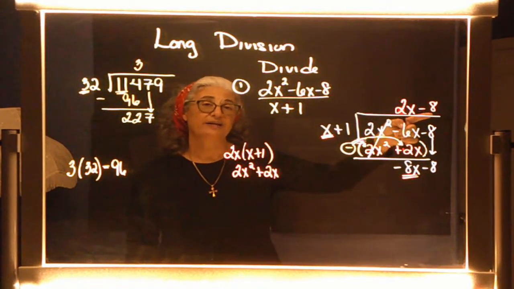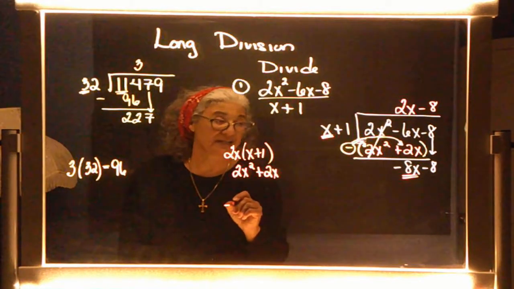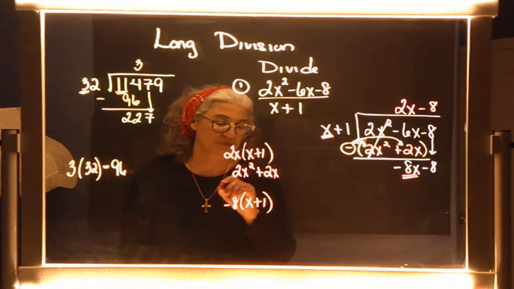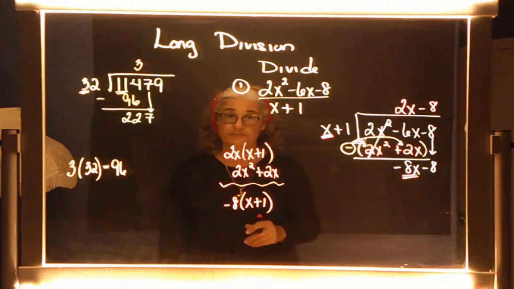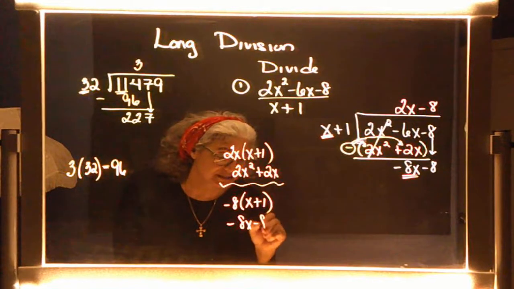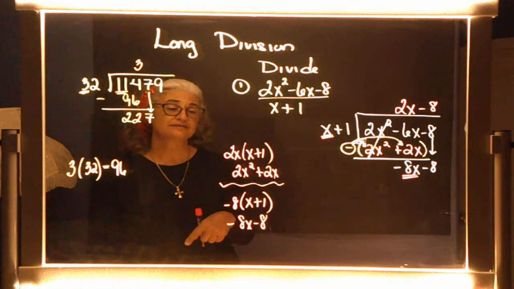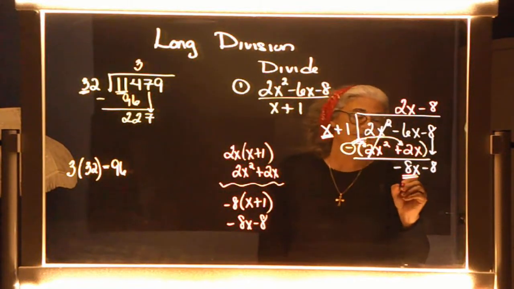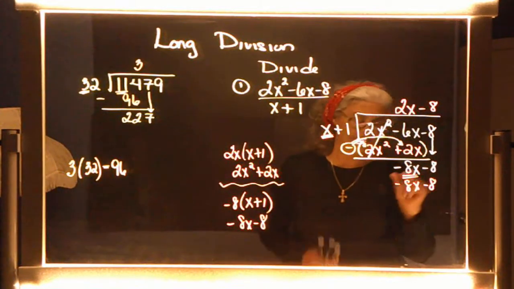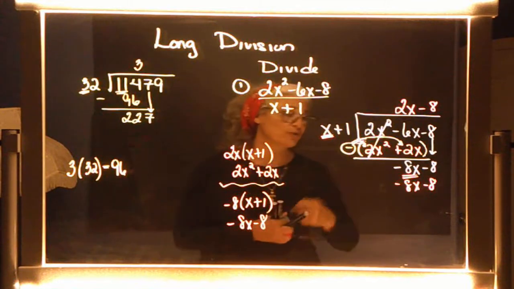Once I put the negative 8 on top, what do I do with it? I multiply by what's on the outside. So I'm going to take the negative 8 and multiply by the x plus 1. Agreed? What do we get? Negative 8x minus 8. Agreed? And then I put negative 8x under negative 8x. I put this minus 8 under this minus 8. And then what do I get to do? Yes, I get to subtract.